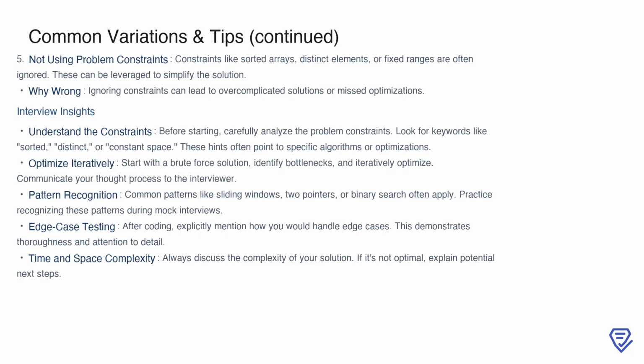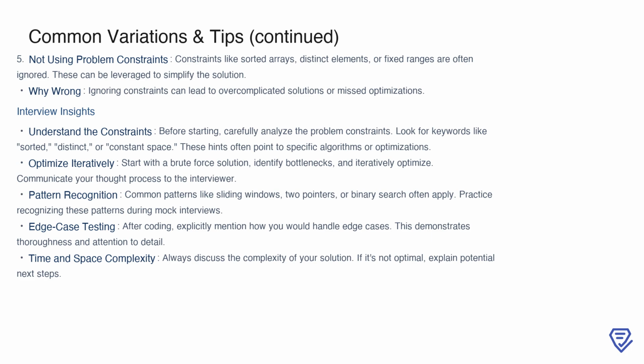To navigate common variations in interviews, begin by thoroughly analyzing constraints. Pay attention to hints such as sorted or constant space, as these often point to specific algorithms like binary search or two-pointers. As you solve, aim to optimize iteratively. Start with a brute force solution, identify its bottlenecks, and refine your approach step by step. Communicating your thought process to the interviewer is crucial here.